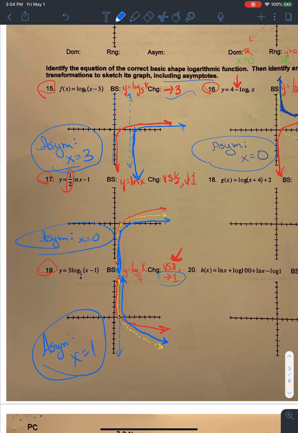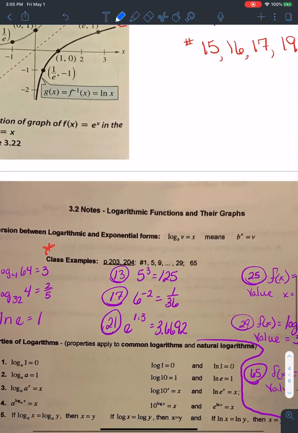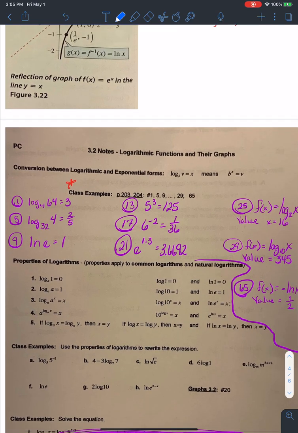Okay, so now that we have that covered, it looks to me like we are ready to move on to our last page of notes, and it is these logarithmic functions, right? Still, but this is going to be a conversion between log and exponential. This is the stuff you're going to really be seeing in your homework, so I need you to be able to switch between those.